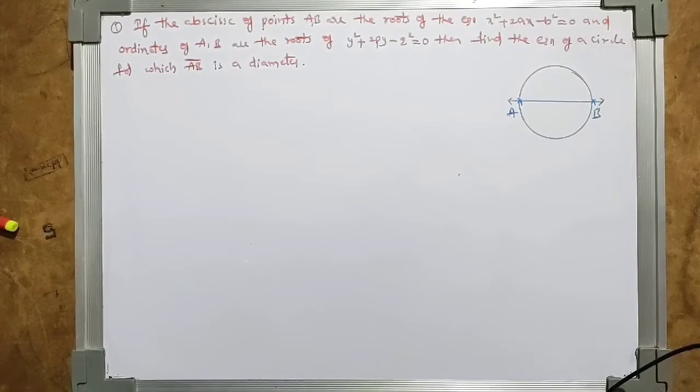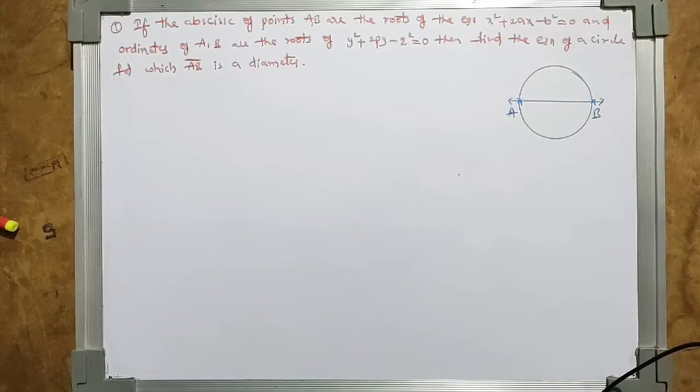Next question: if the abscissa of points a comma b are the roots of the equation x squared plus 2ax minus b squared, and the ordinates of a comma b are the roots of y squared plus 2py minus q squared is equal to 0, then find the equation of a circle for which AB is a diameter.